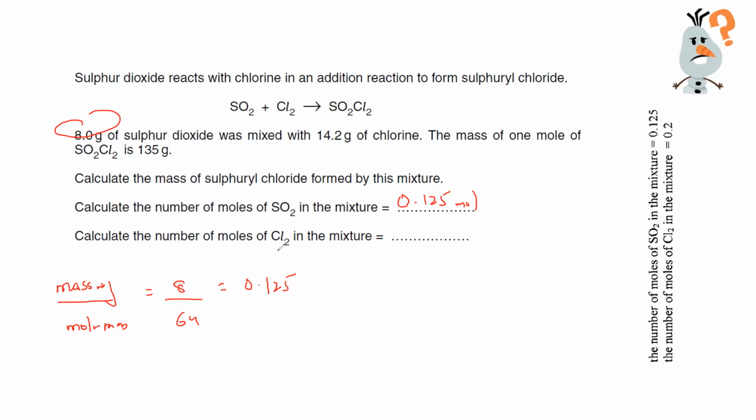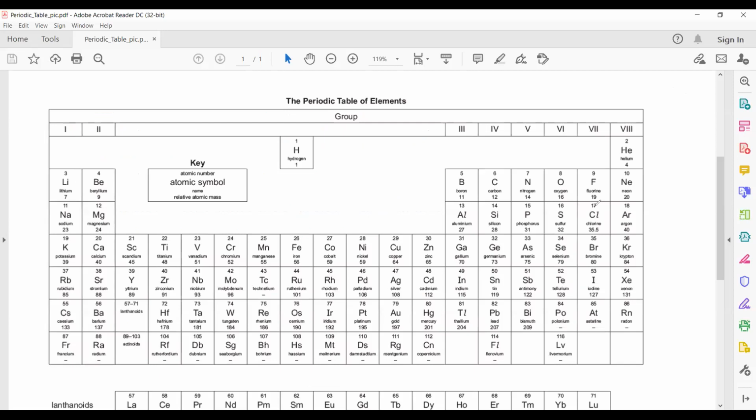The second one, calculate the number of moles of chlorine. So what is the mass of chlorine given in the question? 14.2. So again we'll use the same formula to get the moles of chlorine, that is mass in gram divided by the molar mass. So mass in gram is 14.2, but what about the molar mass? For molar mass you have to check again the periodic table. So when you check the periodic table, what is the mass of chlorine atom?